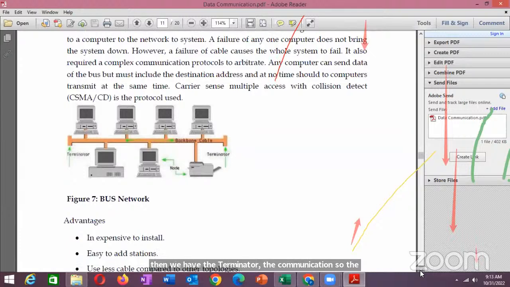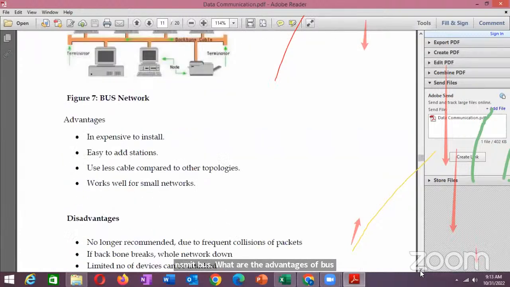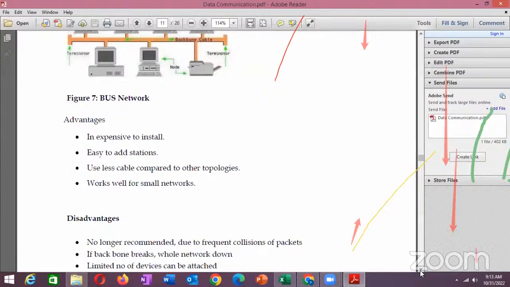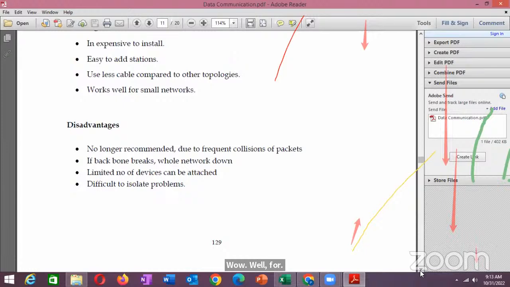What are the advantages of a bus network? Inexpensive to install, easy to add stations, uses less cable compared to other topologies. Then works well for a small network. And then disadvantages: no longer recommended due to frequent collision of packets. If the backbone breaks, the whole network is down. Limited number of devices can be attached. Difficult to isolate problems.